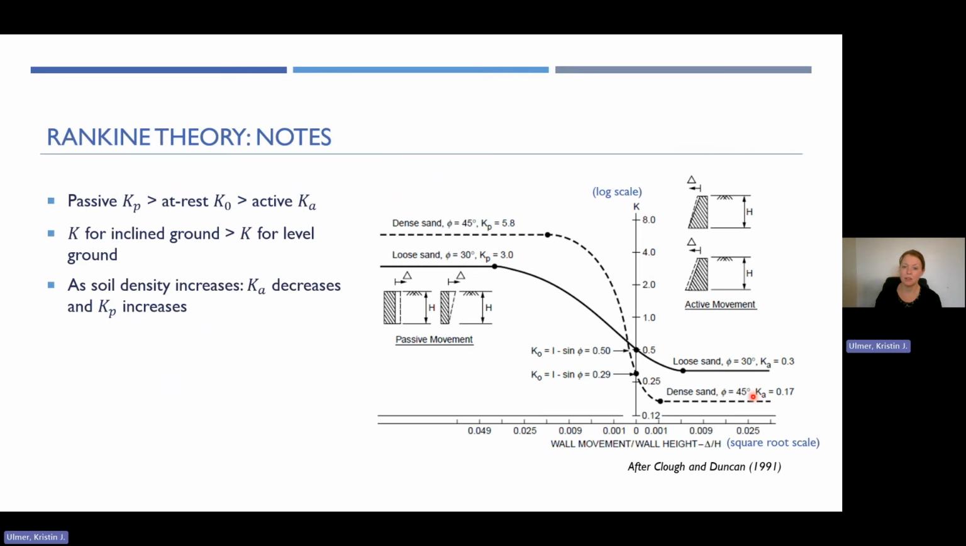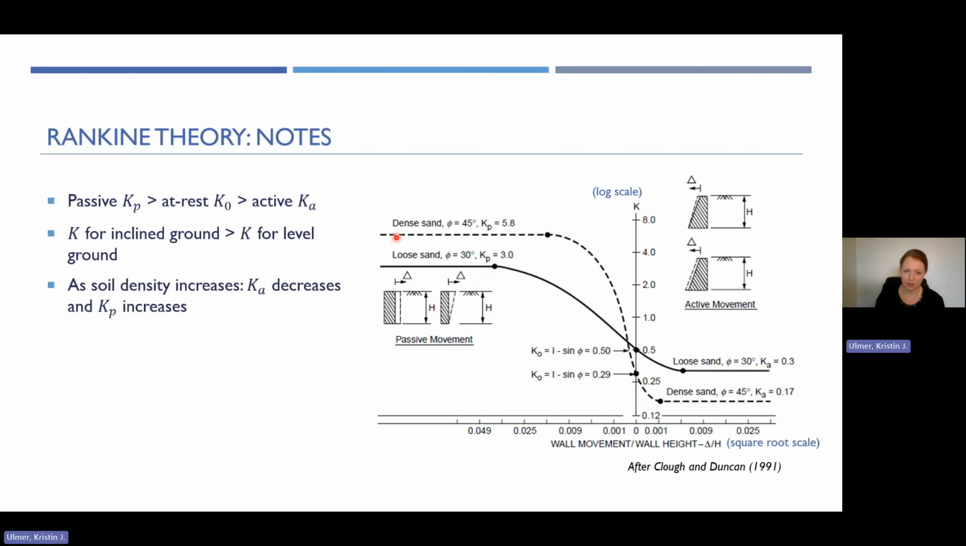So here's a figure showing on the horizontal axis your wall movement over wall height, that ratio of the lateral wall movement over the height. And that's on a square root scale, it's a little bit funky. And on the vertical axis, we have a log scale of your K value, so your lateral earth pressure coefficients. The dashed line is representing a dense sand. On the left side of the vertical axis, we're looking at passive movement. On the right side, we're looking at active movement.